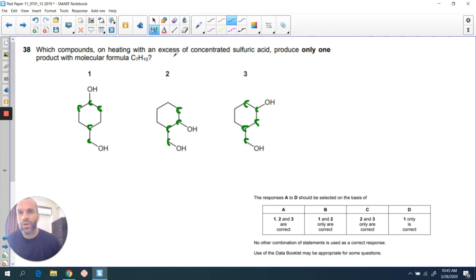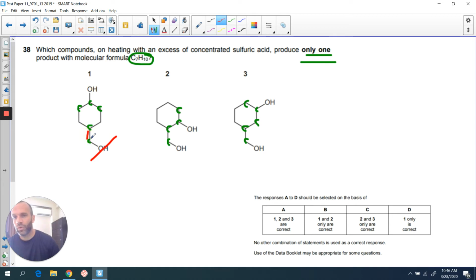Now, the question asks, on heating with the sulfuric acid, which is going to produce only one product. Only one product with this formula. So let's have a look at what would happen if we start to remove water. We're going to do this in a simplified way. Essentially, in this reaction, you'd get rid of the hydroxy group there, and you'd form a double bond here.